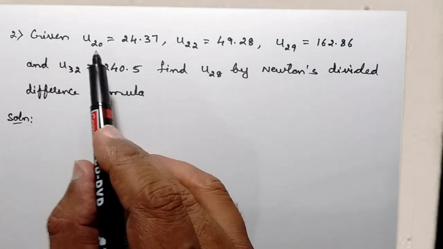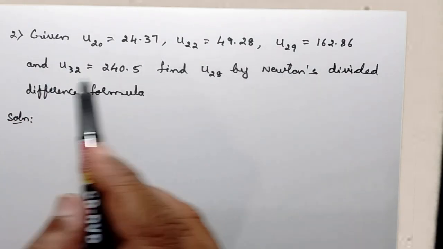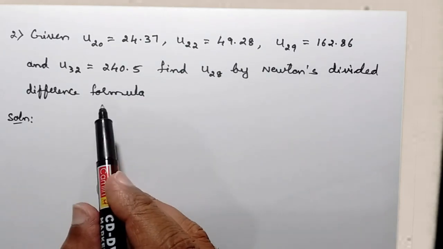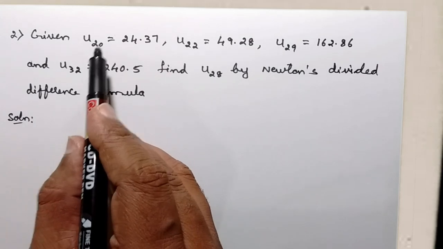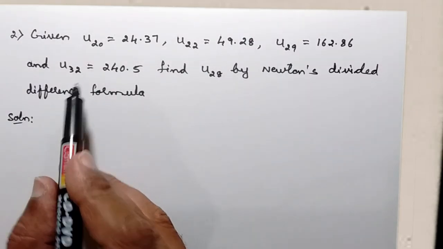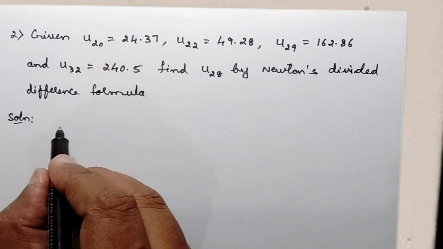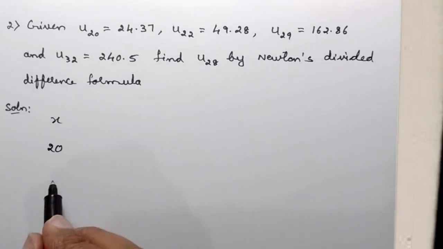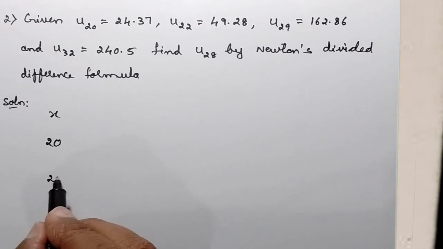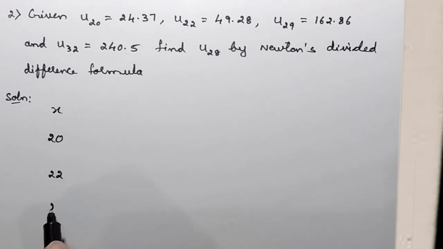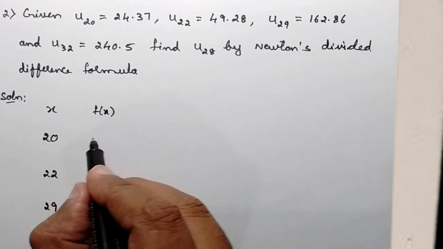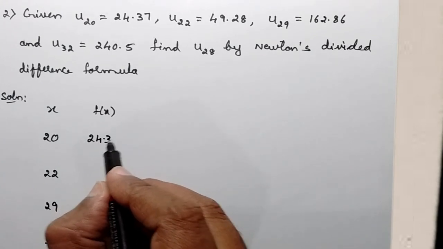The next question is given: 20, 22, 29, 32. You need to find out 28 by Newton's divided difference formula. So the values 20, 22, 29, 32 will represent your values of x. So let's write down the values of x over here. The x values are 20, the next value is 22, the next is 29, the next is 32, and your f of x values are 24.37.